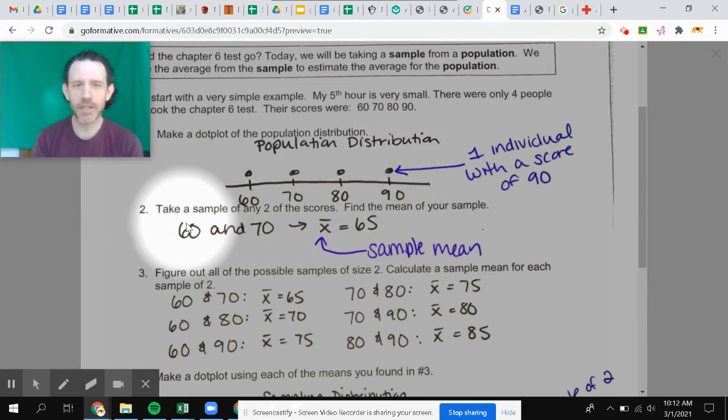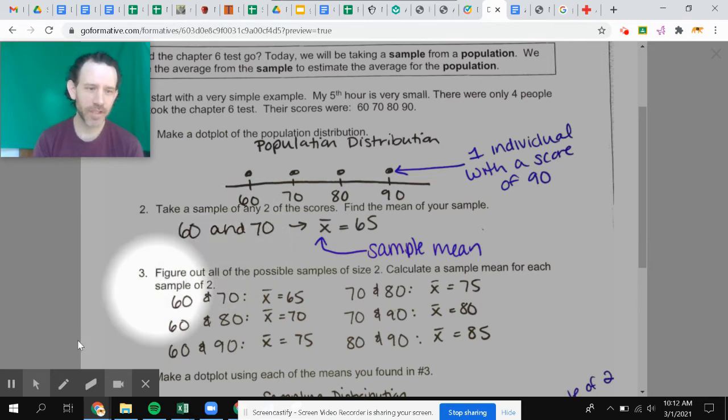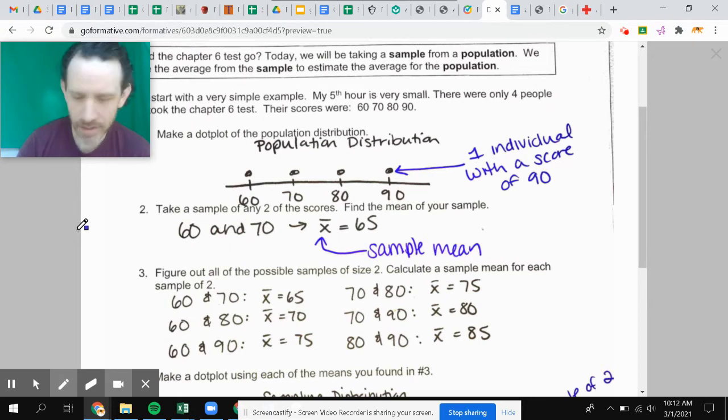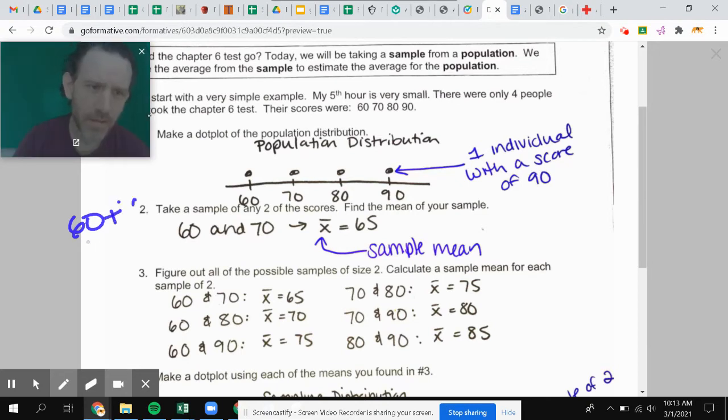All right. So if I took a sample of 2 scores, let's just take a random sample here and say that sample came out with the two students that had a 60 and a 70. If I was to take the average of that, how do we calculate the average? You add and then divide by how many. So I would take that 60 and that 70, add it up and divide by 2 because that's how many numbers I have, right? And that's where that 65 comes from.